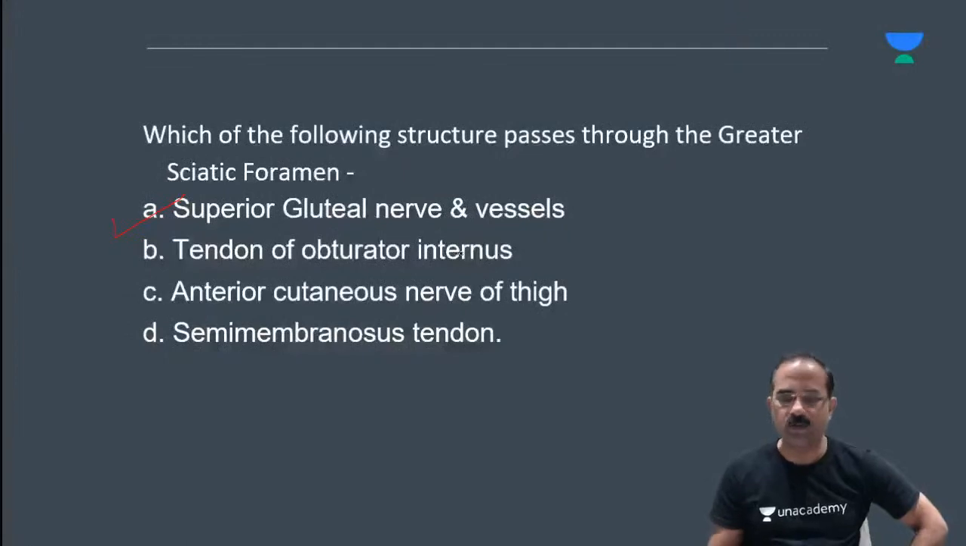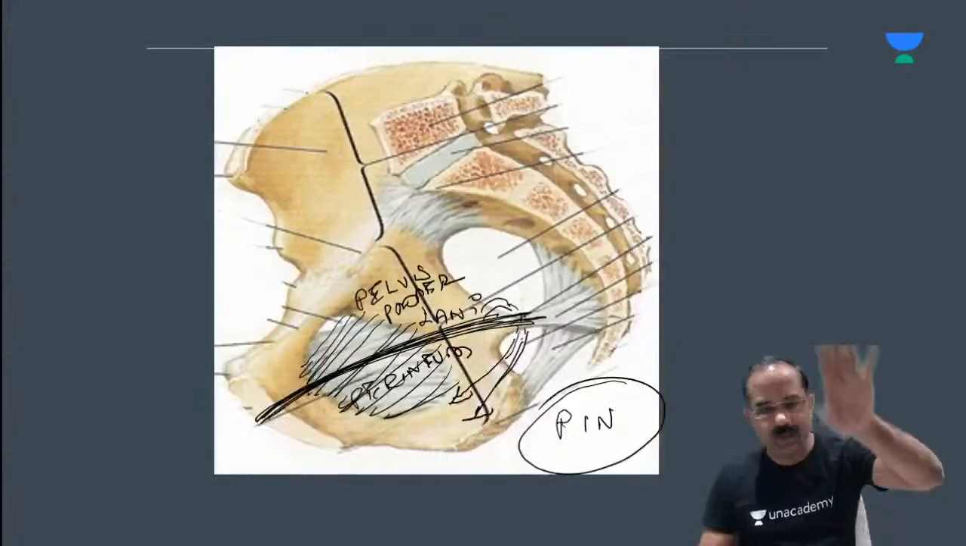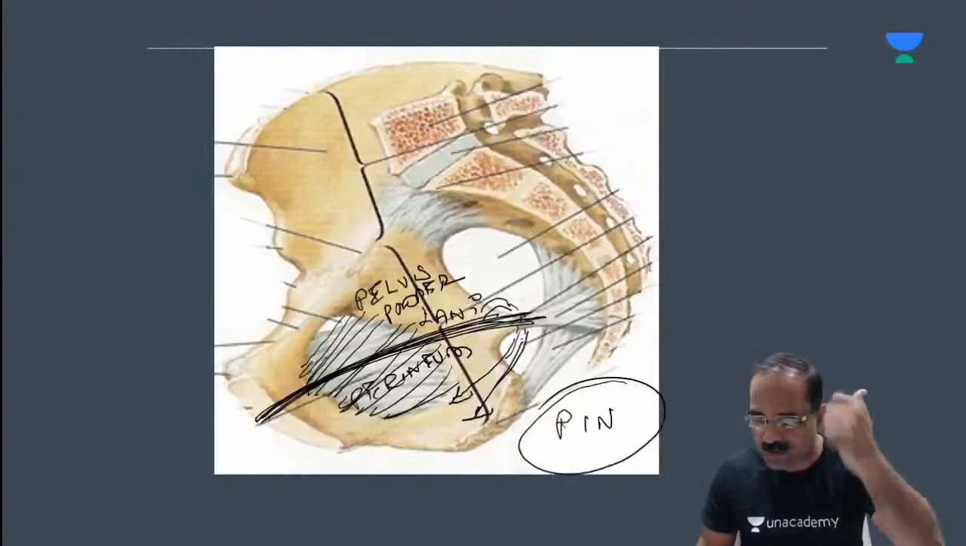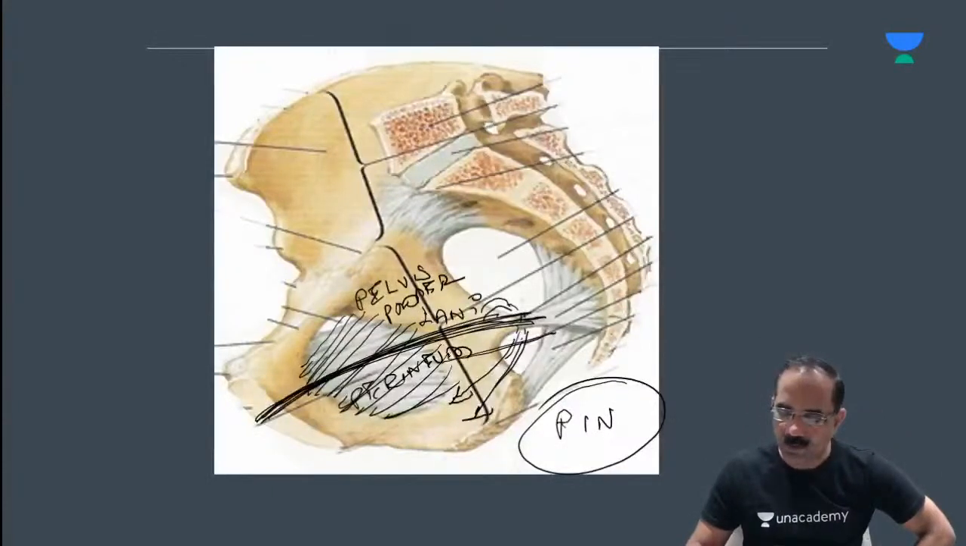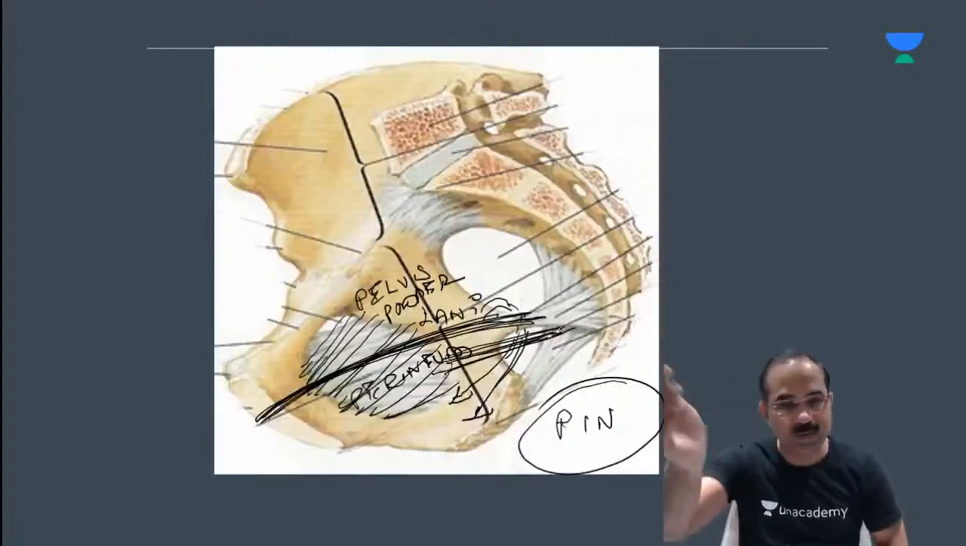The tendon of obturator internus. Tell me, students, what is the muscle which arises from here? From the inner aspect of the obturator foramen arises the obturator internus, and the tendon of obturator internus gets out through the lesser sciatic foramen.